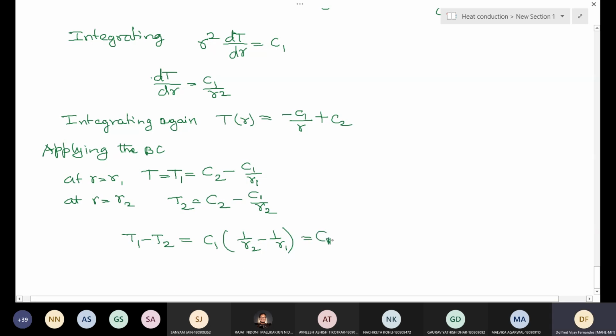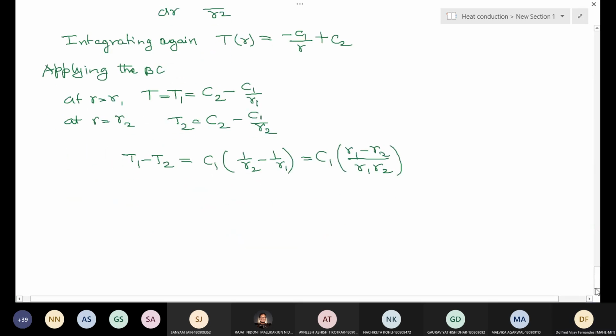C1, you can write this as R1 minus R2 divided by R1 R2. And so write C1 equal to T1 minus T2 divided by R1 minus R2 divided by R1 R2. Similarly, solve for C2.